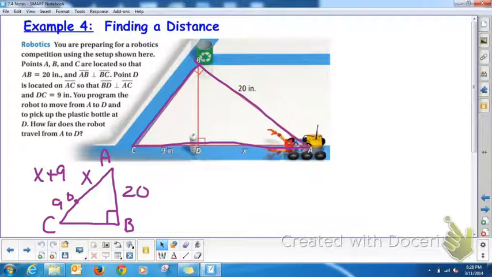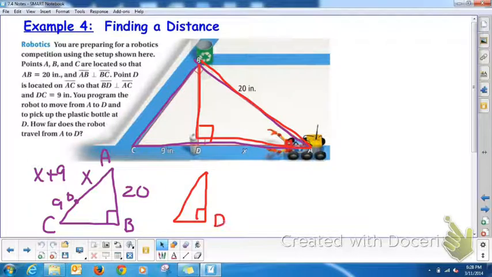Then I want to use the medium-sized triangle because it has two measures. I know I'm not going to use the small one. It only has the 9. It doesn't have anything else, and it doesn't involve the letter x. So I have this smaller triangle. Now, I need to recognize where my right angle is. It's at D. And I need to recognize that my hypotenuse is AB. My hypotenuse is 20 inches. A to D is x.